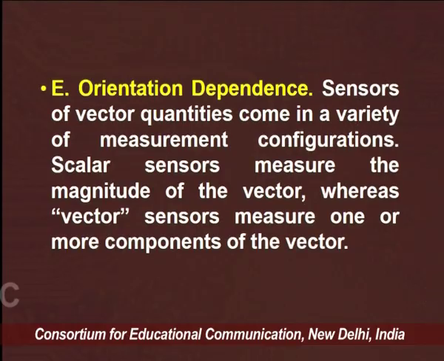Another feature is the orientation dependence. Sensors of vector quantities come in a variety of measurement configurations. Scalar sensors measure the magnitude of the vector, whereas a vector sensor measures one or more components of the vector. Scalar measurement should remain invariant under changes in the sensor orientation.